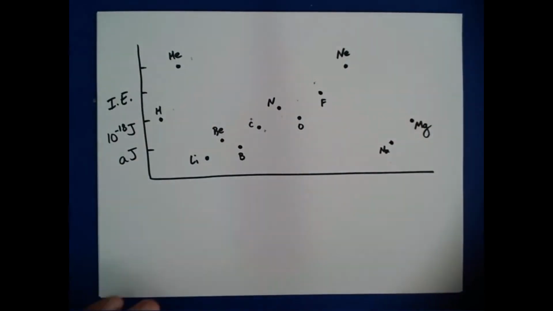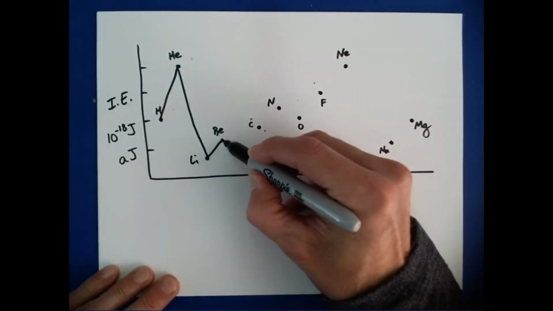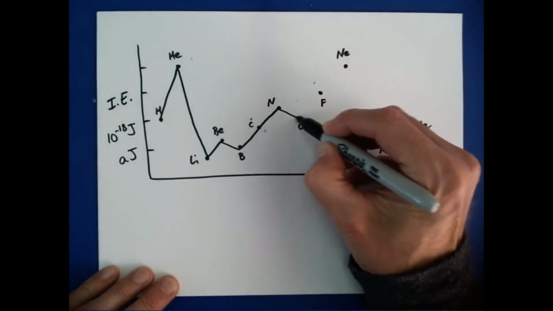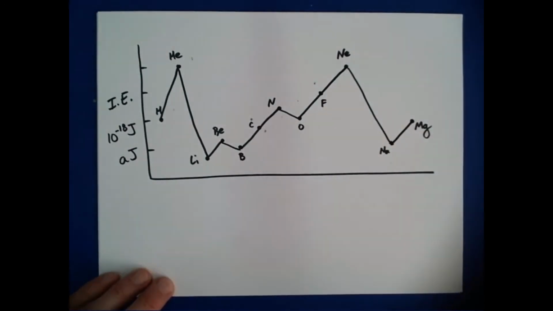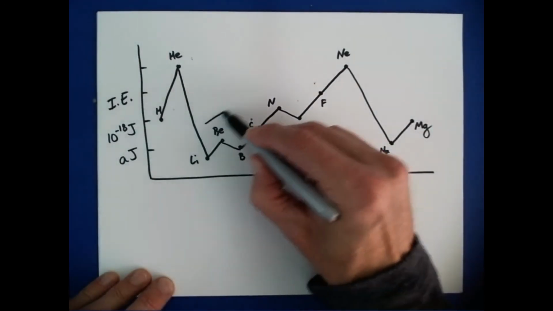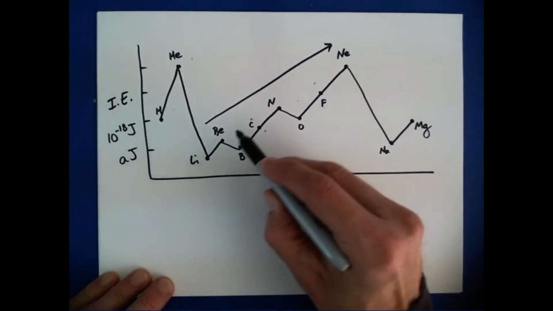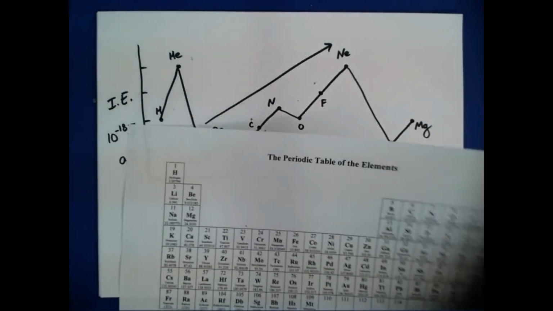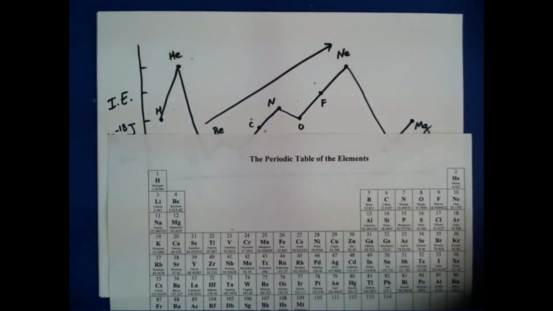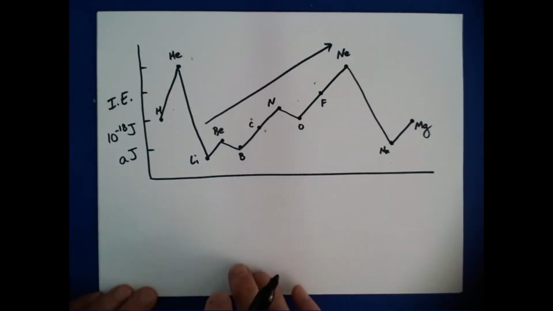Now, how might we be able to understand these fluctuations as you move through the periodic table? This right here is the general trend through the second period from lithium through neon. Let's talk about that first. And what I'm going to do is write the electronic configurations for each of these particular elements.